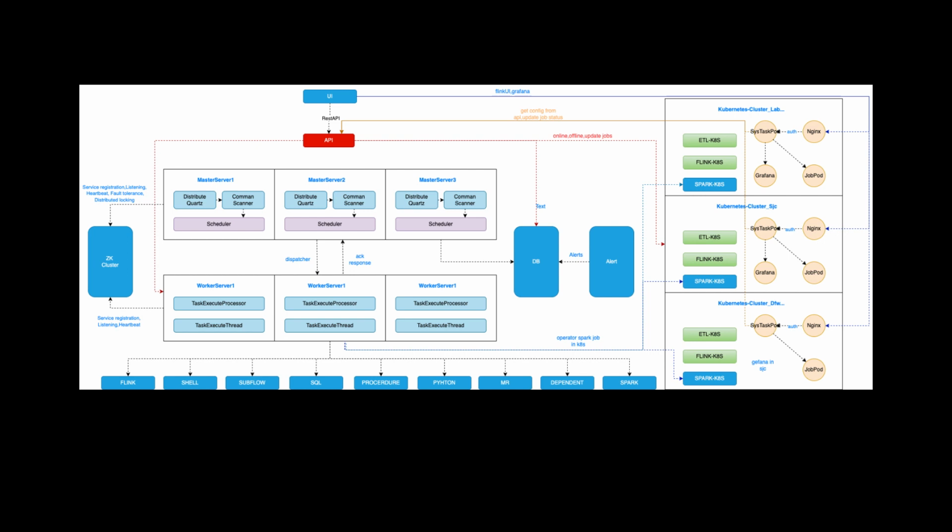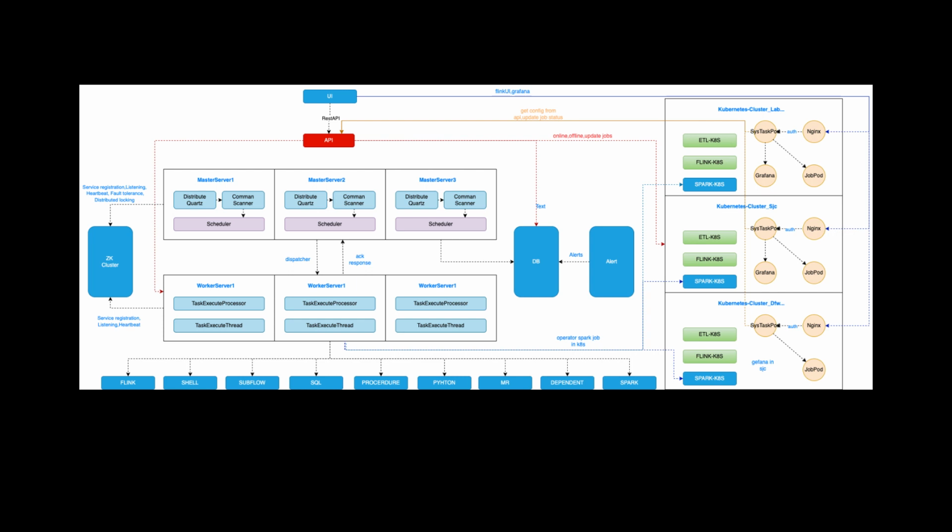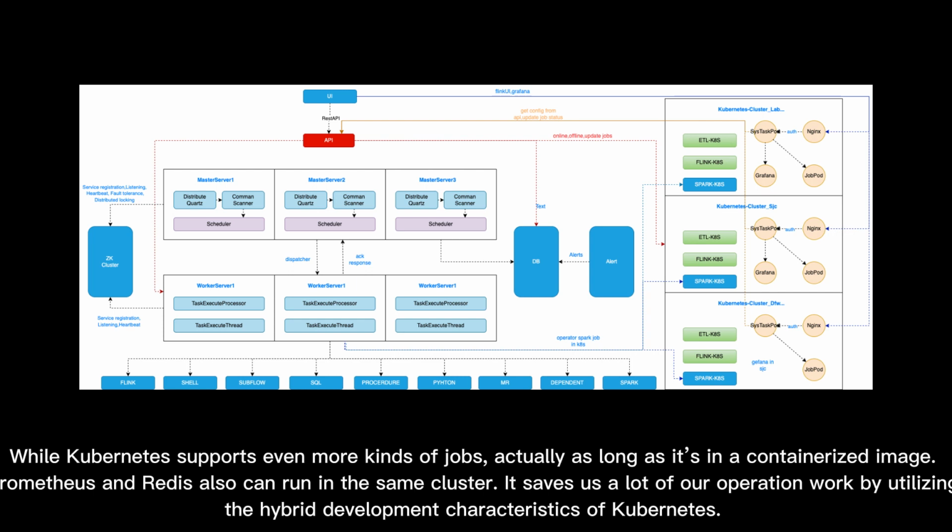The second reason for onboarding Kubernetes is that it allows us to deploy all kinds of containerized services inside it. YARN supports all kinds of JVM-based jobs, for example, Flink and Spark jobs, batch jobs, and real-time jobs, while Kubernetes supports even more kinds of jobs, actually as long as it's in a containerized image. Prometheus and Redis can also run in the same cluster. It saves us a lot of operation work by utilizing the hybrid deployment characteristics of Kubernetes.